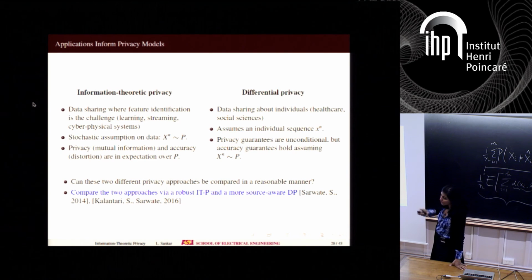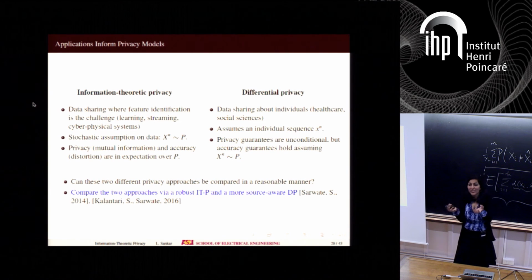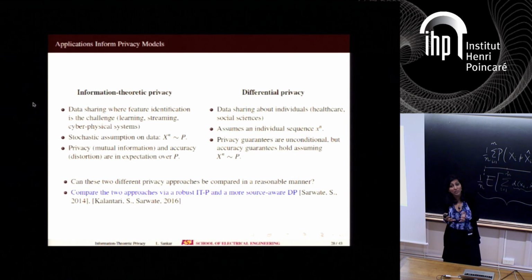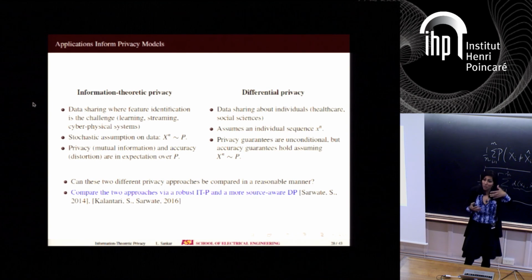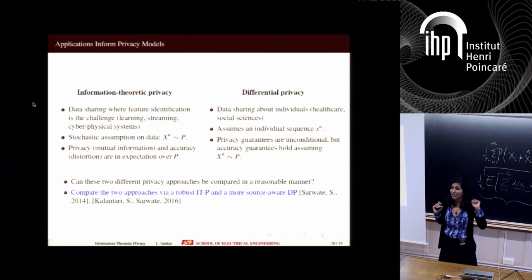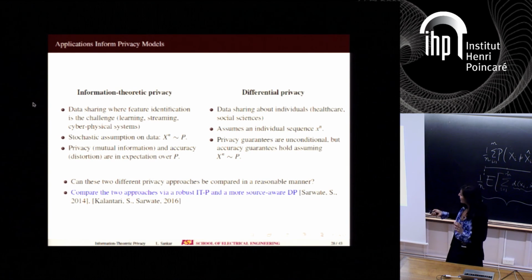So how do we compare these two? What we did was we said, let's assume that in both cases, there's some knowledge of the statistics, but it's not precise. So the sources fall in a class. And then what we also assume is that both of them now have to satisfy the same utility constraint. All right? Okay.